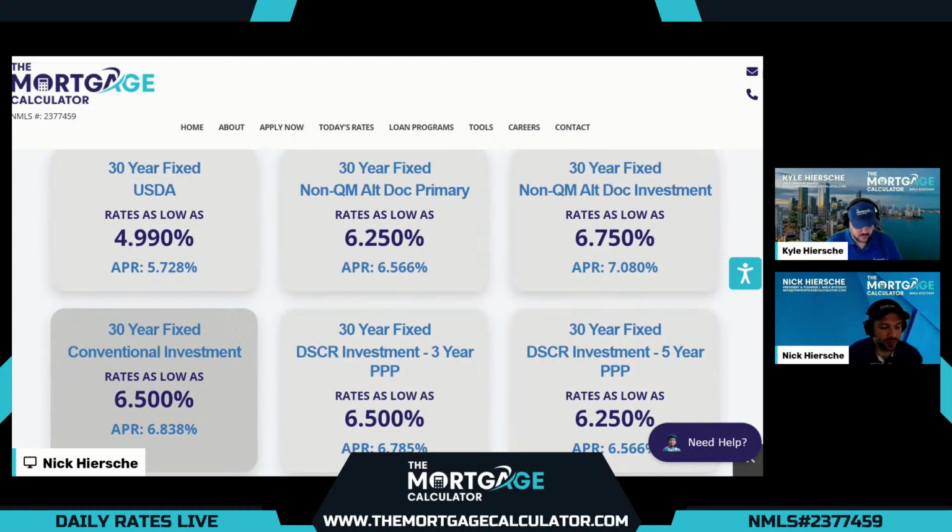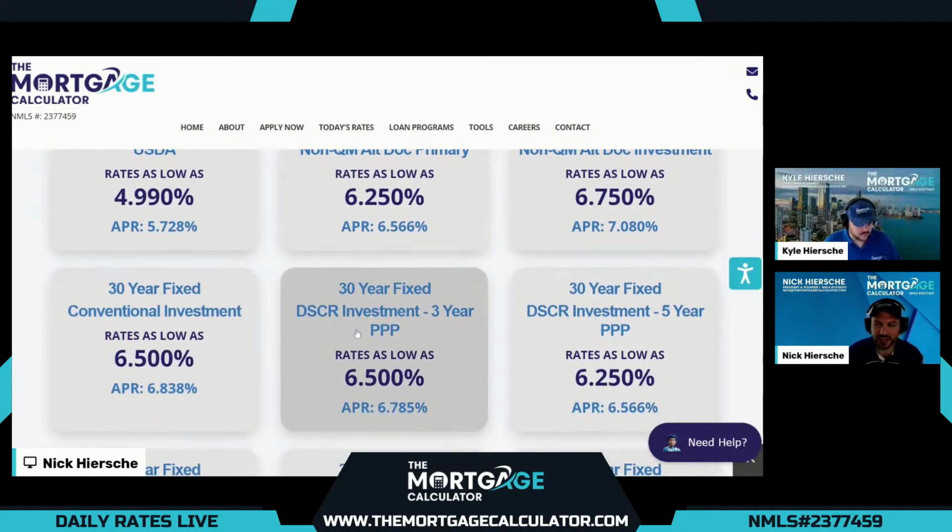Remember, there are no government options, so no VA, FHA, or USDA, but we do have conventional. Rates as low as 6.5 today for a conventional investment property. Final APR 6.838. So conventional is a touch cheaper than non-QM, which is typical, but not quite cheaper than our favorite options, our DSCR. And we did have some movement today.